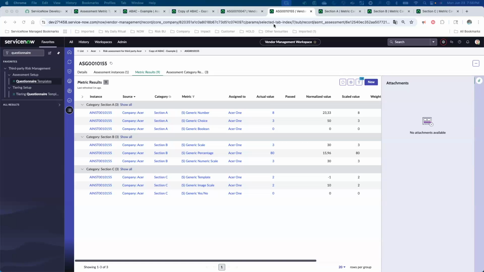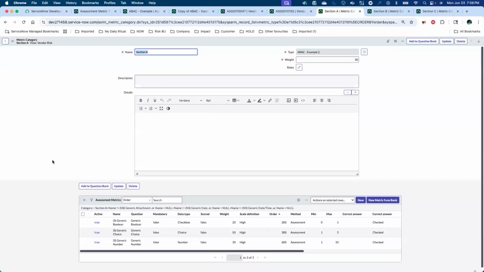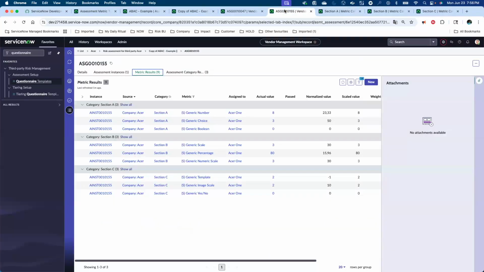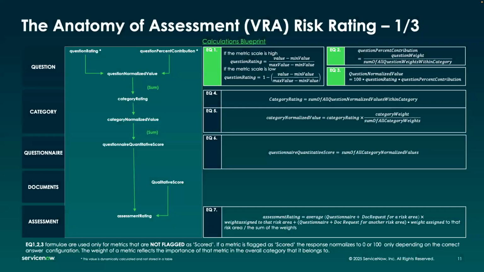Now the weight of this question is going to be important for us to know. So this is section A for number. The minimum and maximum are 1 and 10 as we computed, and the weight is 30. Getting back over here, it's as per the calculation blueprint. Now we have to derive the question percentage contribution. That is 30 by the sum of all the weights, which is 100. So now we have question rating as 7 by 9, and question percentage contribution as 30 by 100.